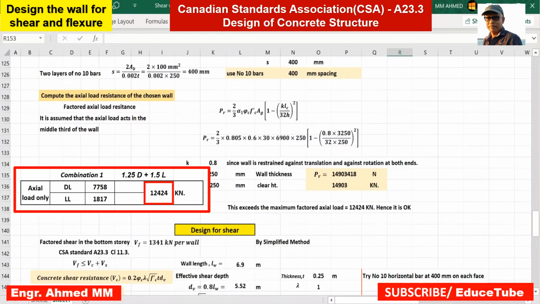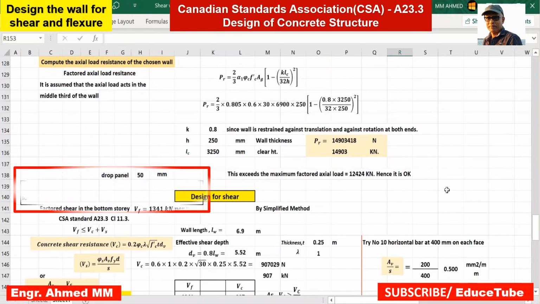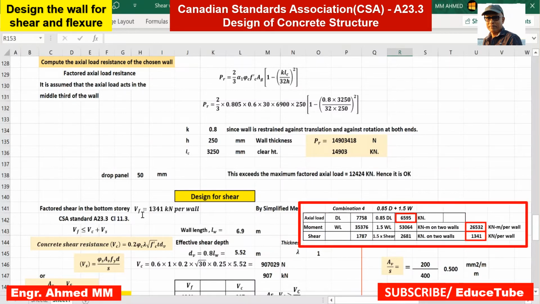Now let's move to design for shear. Factored shear in the bottom story is VF equal to 1341 kilonewton per wall. Already we know that. This is from the shear diagram at the bottom story. We got this value. It is per wall.